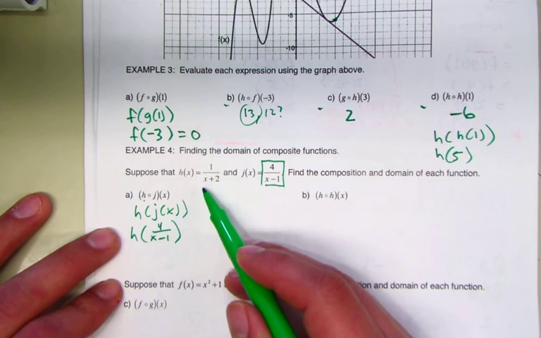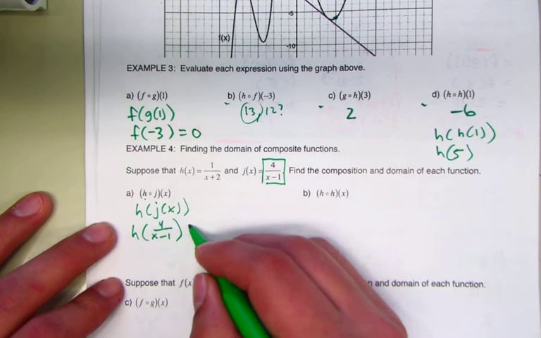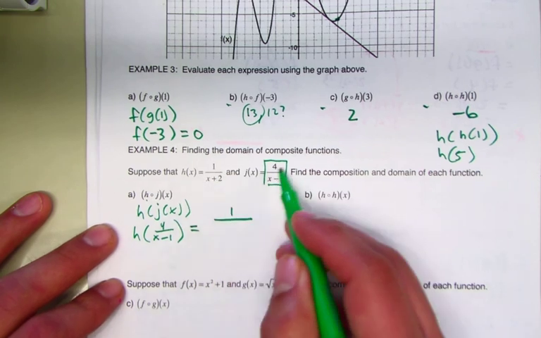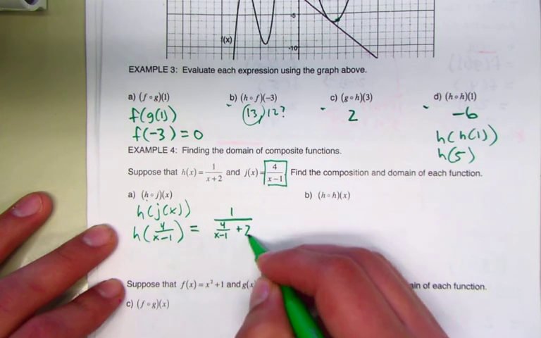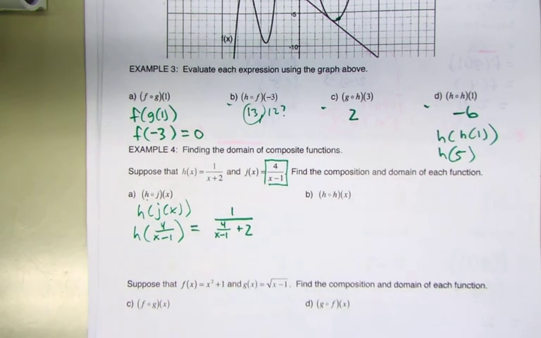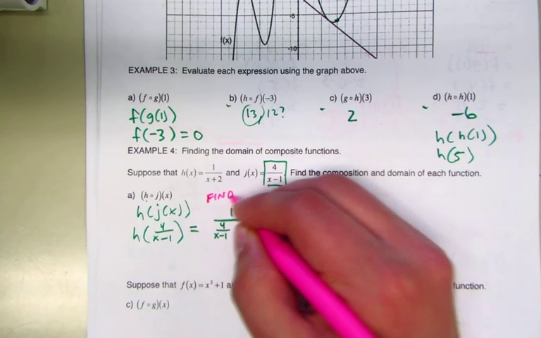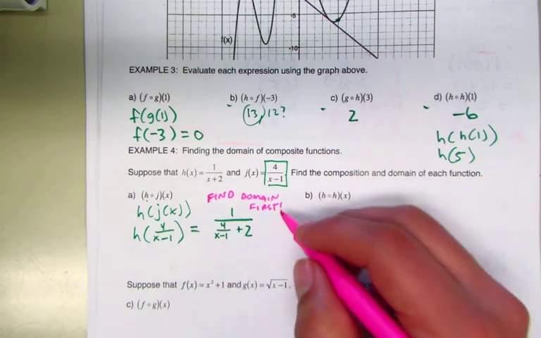Instead of having a single number, we're plugging in the entire function into this x value. And so now this is going to look like 1 over, instead of x, we're replacing it with 4 over x minus 1, plus 2. Okay? So now, obviously, we can clean this up, right? We talked about how to clean these things up yesterday. But before you do that, that's when you find the domain. So that's the key here: find the domain first. Then simplify.